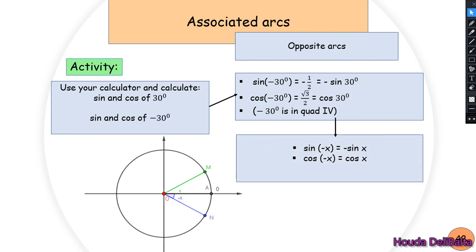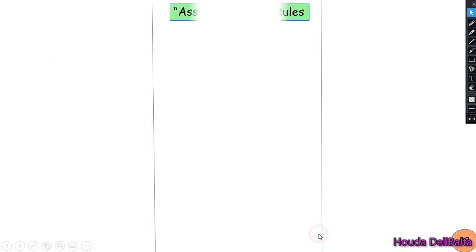So the rule says, in general, if x is any acute angle, then sine of minus x is minus sine x, and cosine of minus x is kept as cosine x. And these are called opposite arcs, minus x and x, or opposite angles. So to sum up, here is a summary for everything we said.